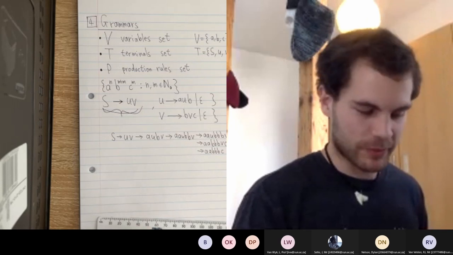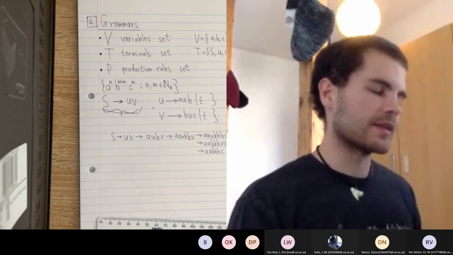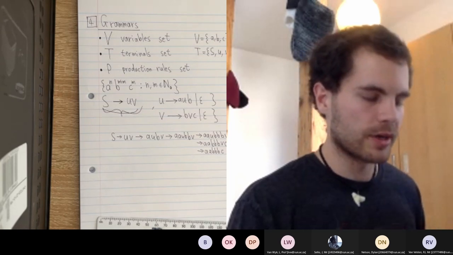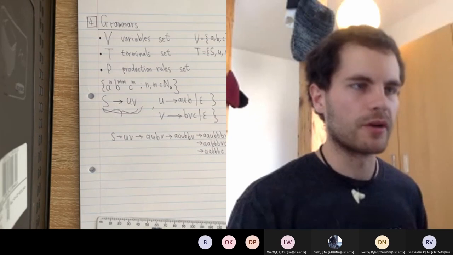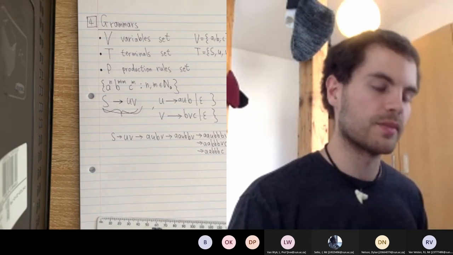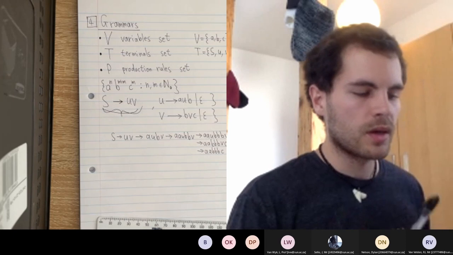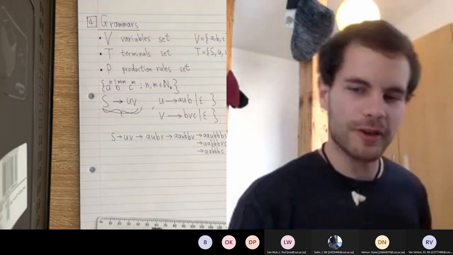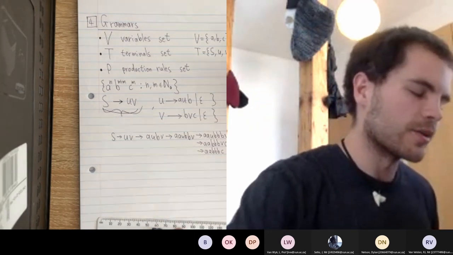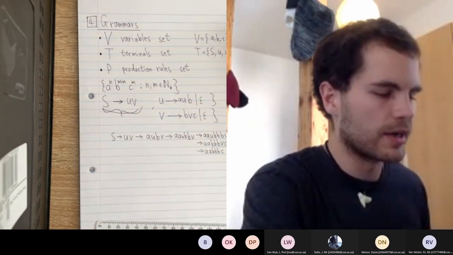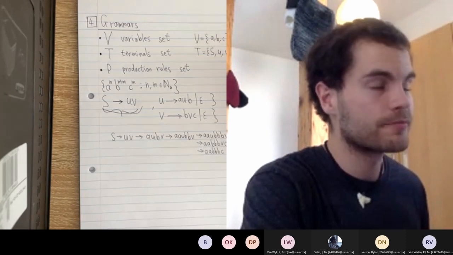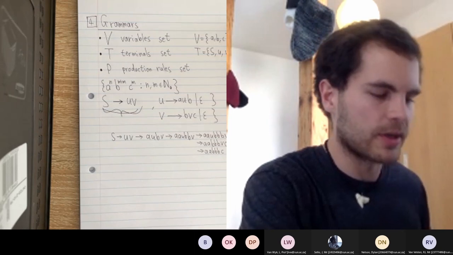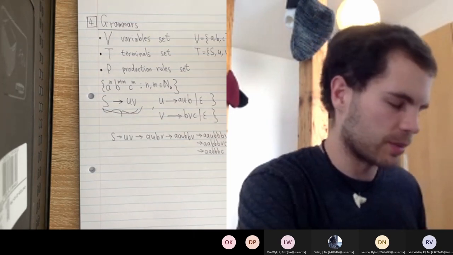I hope that makes sense. And the same way that we went about with regular languages, where regular languages are the languages made by finite-state automata, in this case regular languages are the ones which are accepted by, or are generated by, regular grammars, and context-free languages are the ones generated by context-free grammars.